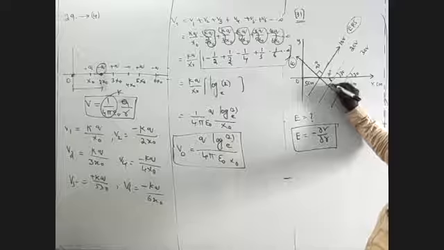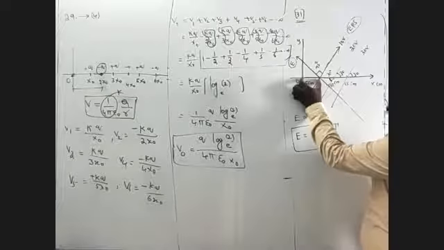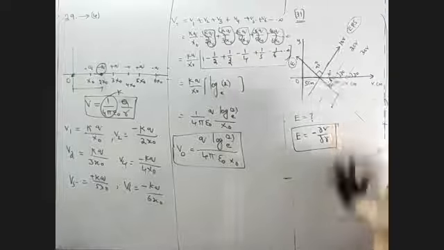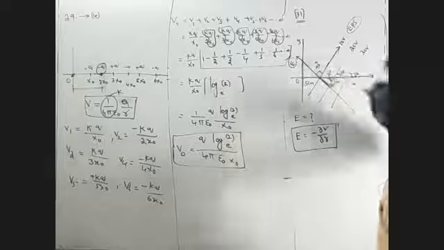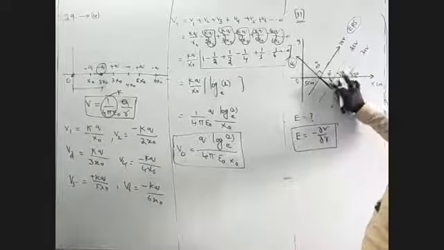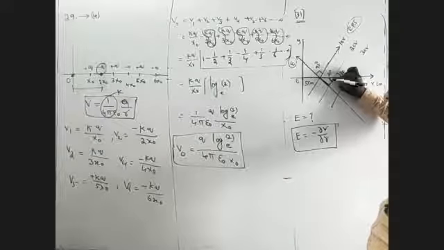This is 10 centimeters. From here to here is 5 centimeters, the distance is 5 centimeters. Now this is making an angle of 30 degrees. So what is this mark? This is the angle theta.